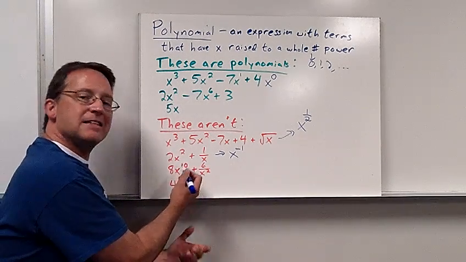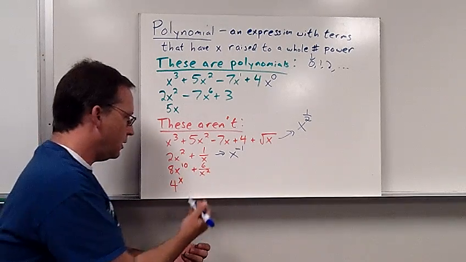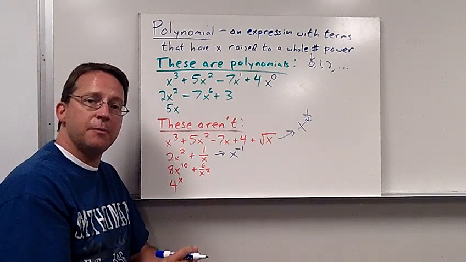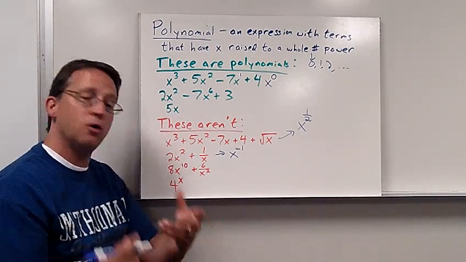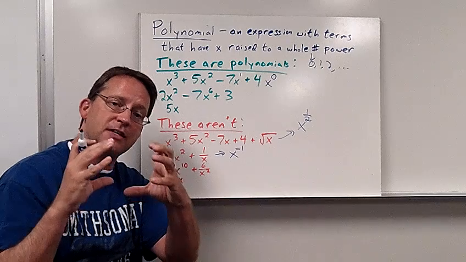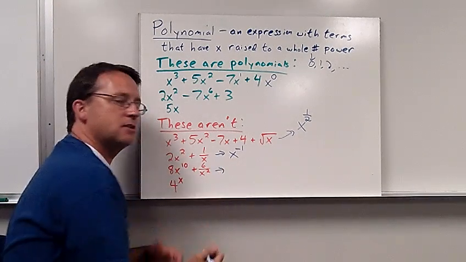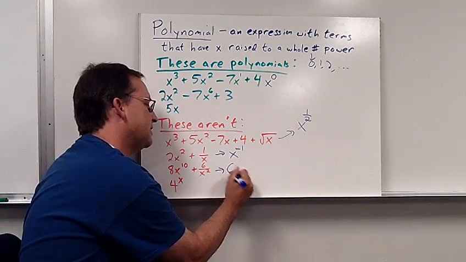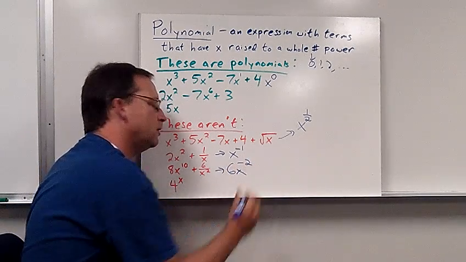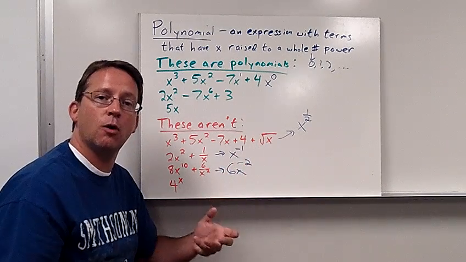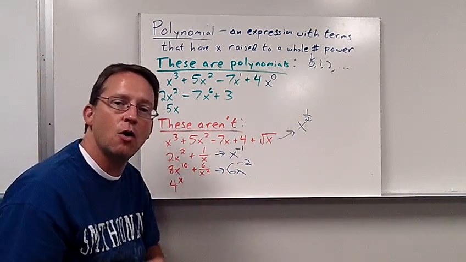Something similar here, 8x to the 10th power, well that's okay. But then 6 over x squared, that x squared being in the denominator makes this not a polynomial because having that expression in the denominator would actually give it a negative exponent. So this 6 over x squared would be like having 6x to the negative 2 power. Therefore not a polynomial because negative 1, negative 2 aren't whole numbers. 1/2 is not a whole number.